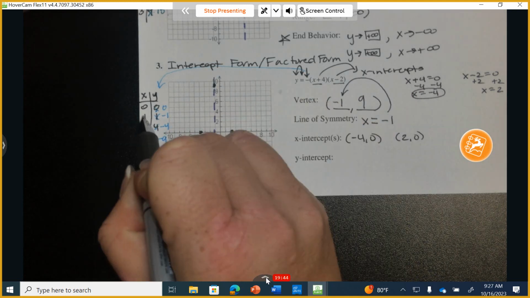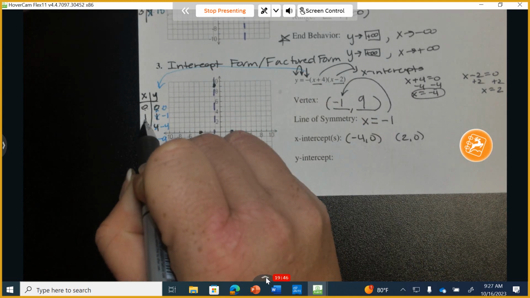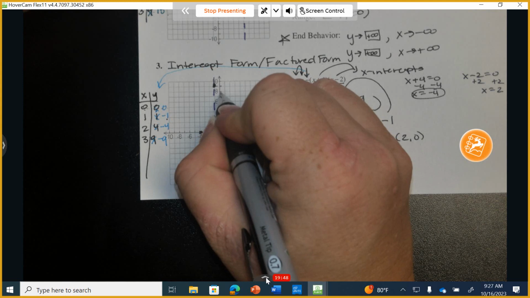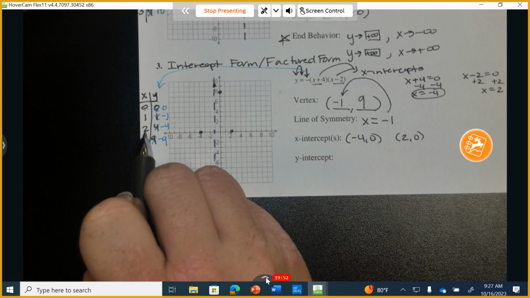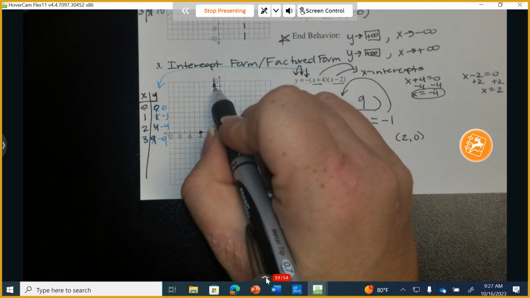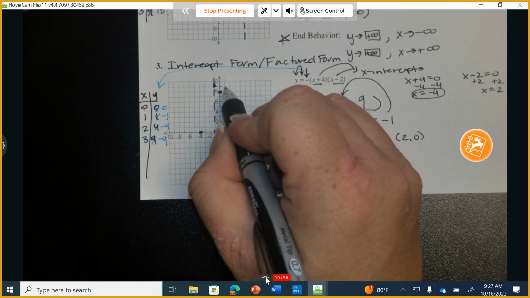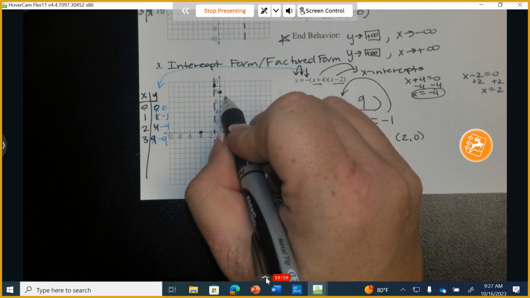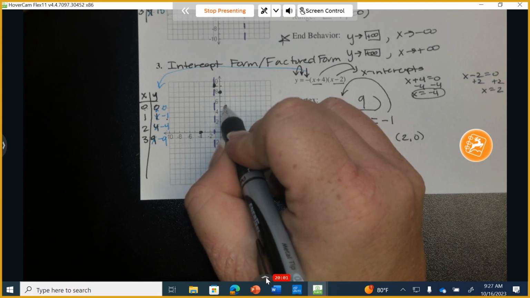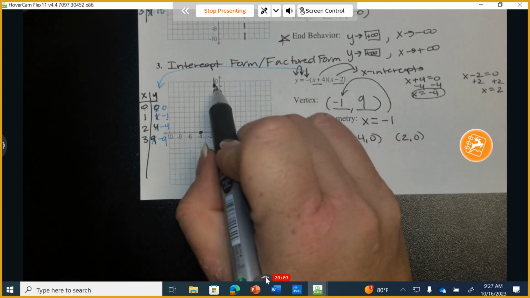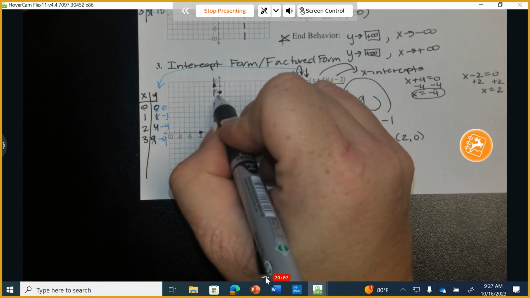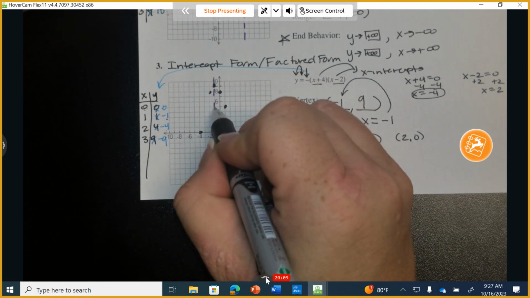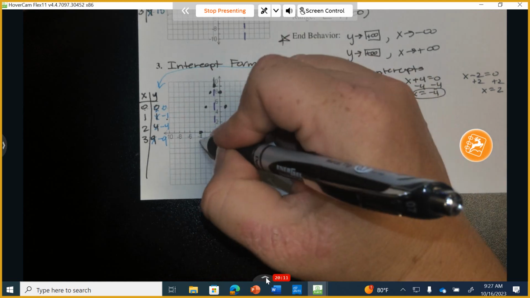So from the vertex, I'm going to go 1 to the right and 1 down. 1 right and 1 down. Then I go back to the vertex and go 2 to the right and 4 down. 2 to the right and 4 down. 1, 2, 3, 4. Then 3 to the right and 9 down. Since we know parabolas are symmetrical.